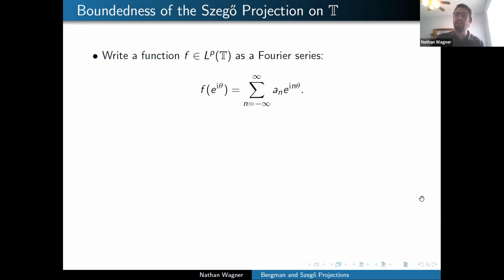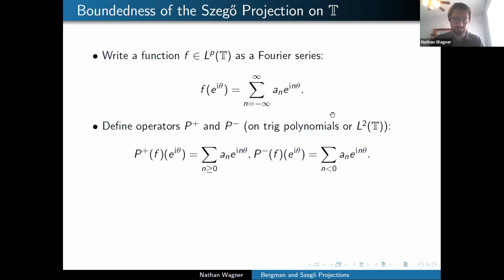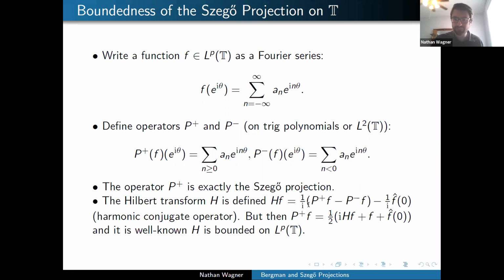But if we write a function in L^p of the circle as a Fourier series, which we know we can do, we can then define these operators P plus, which is sometimes called the Riesz projection and is actually the same thing as the Szego projection, and P minus. To be careful, we may want to define them to start on trig polynomials or on L^2, but that's not a big deal. They'll extend to L^p. For P plus, we look at only the non-negative Fourier coefficients, and for P minus, we look at the negative Fourier coefficients. And as I said, the operator P plus is exactly the Szego projection.